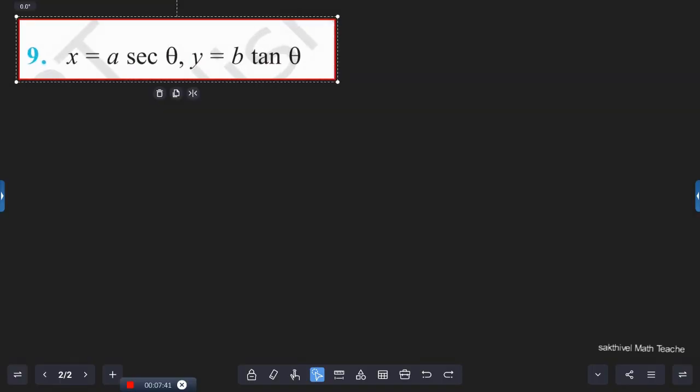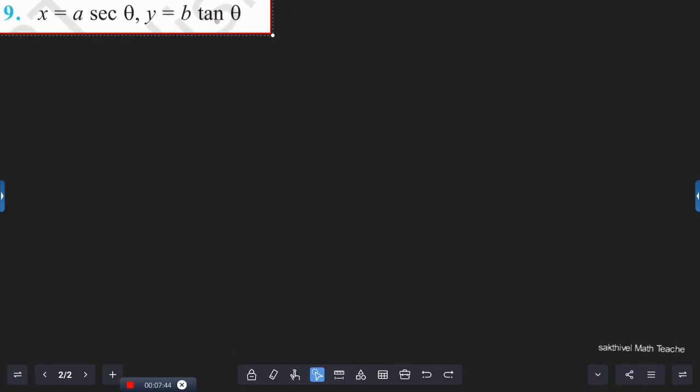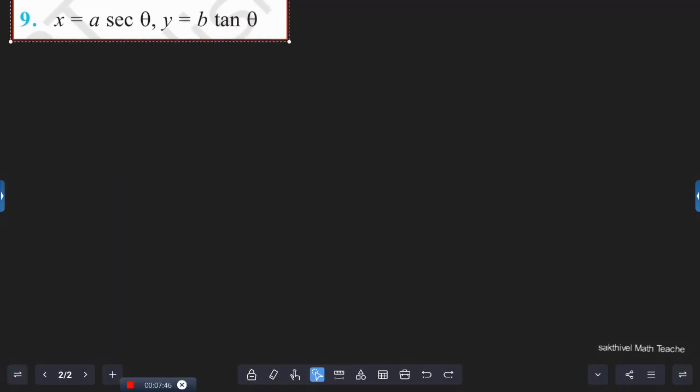Question number 9, a simple question actually. Just directly differentiate with respect to theta. Here theta is the parameter, so by using theta I am doing it. So when you differentiate x, dx divided by d theta is equal to a times the derivative of secant, which is secant theta into tan theta.